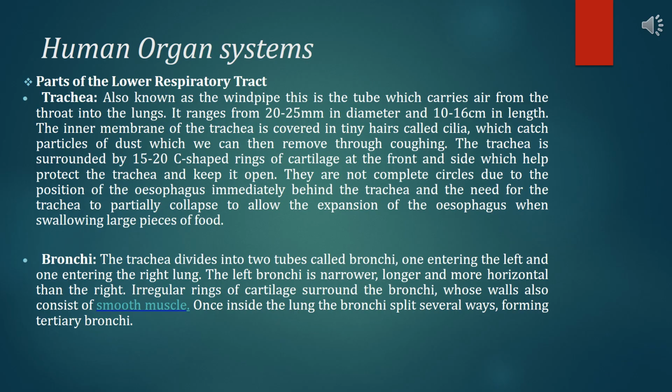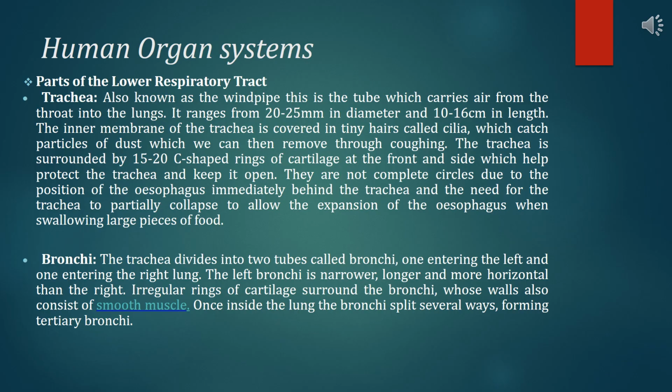The trachea is surrounded by 15-20 C-shaped rings of cartilage at the front and side, which help protect the trachea and keep it open. They are not complete circles due to the position of the esophagus immediately behind the trachea and the need for the trachea to partially collapse to allow the expansion of the esophagus when swallowing large pieces of food.